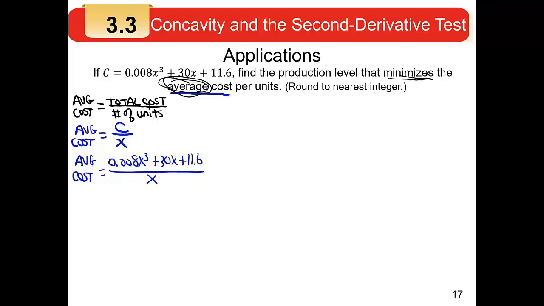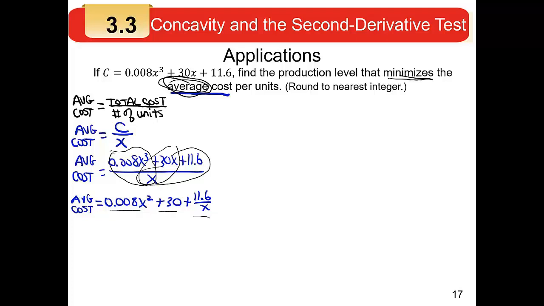So that's the average cost. Now, if it were me, I would divide that up into 3 fractions and divide the x into each term separately. And that gives you 3 different terms here. You can see that x goes into x cubed and leaves an x squared here. The x is completely divided out in the middle term, just leaving 30. And then you've got 11.6 over x in the third term.